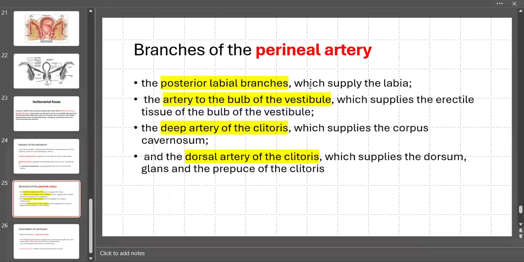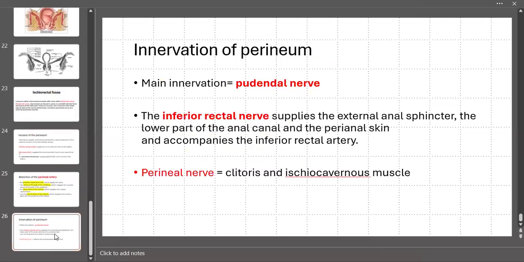Further, posterior labial branches are for the labia. Artery to the bulb of the vestibule is supplying the erectile tissue of the bulb of the vestibule. Deep artery is supplying the corpus cavernosum. Dorsal artery of the clitoris supplies the dorsum, glans and prepuce of the clitoris. They don't go into much detail. And then we have this innervation.